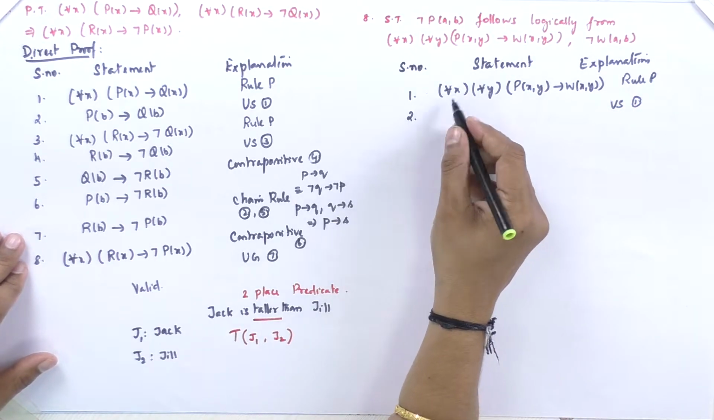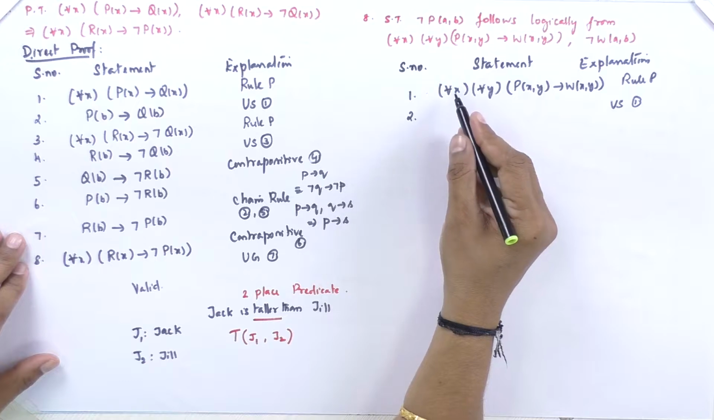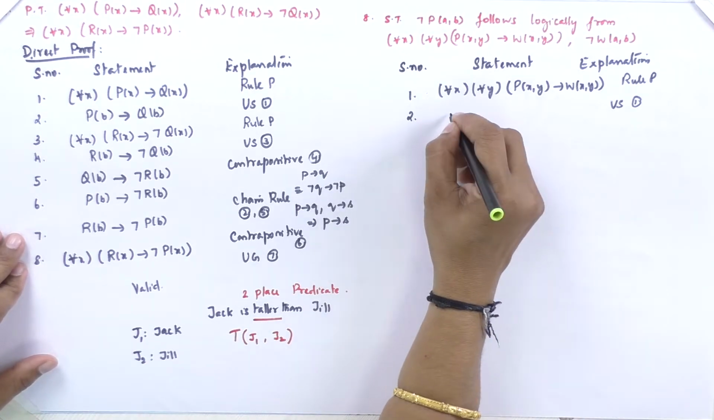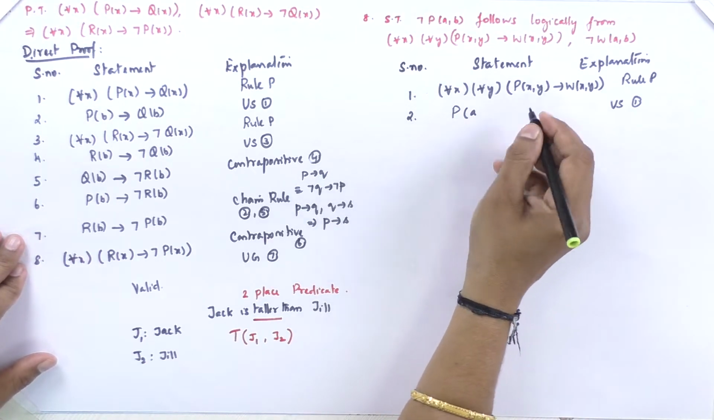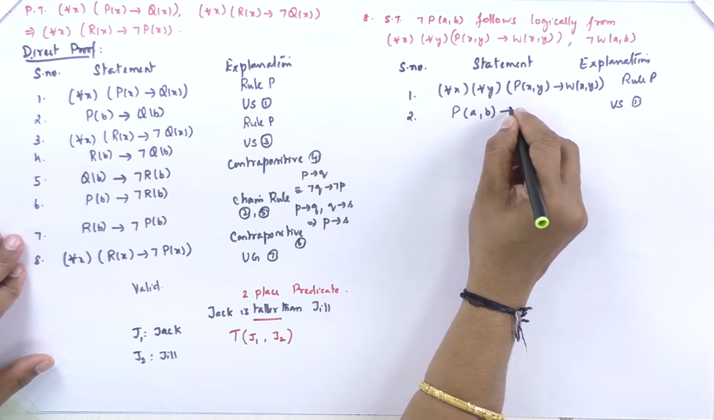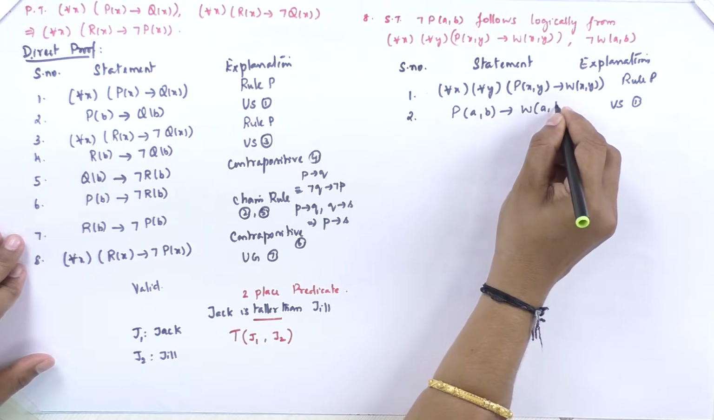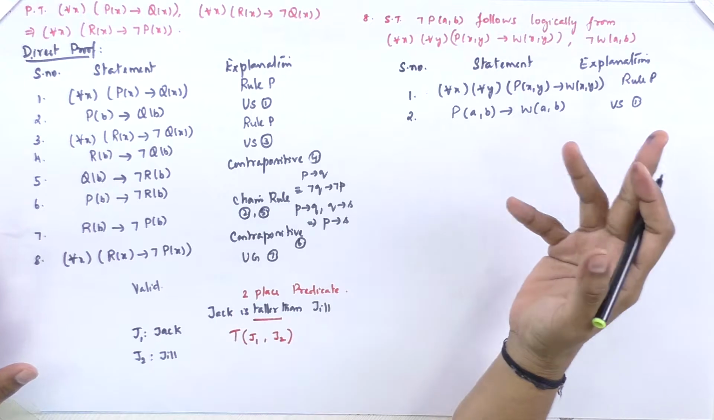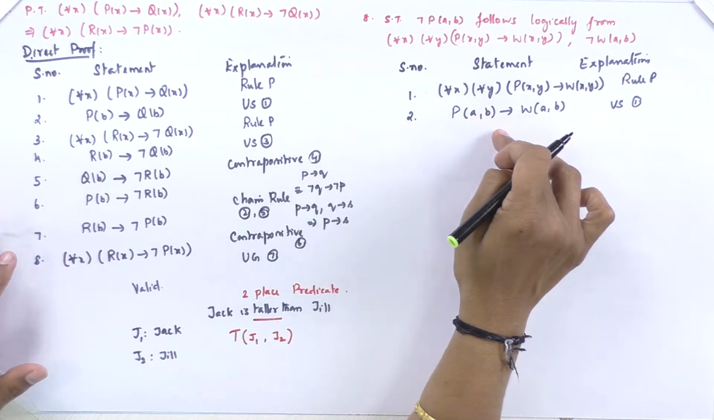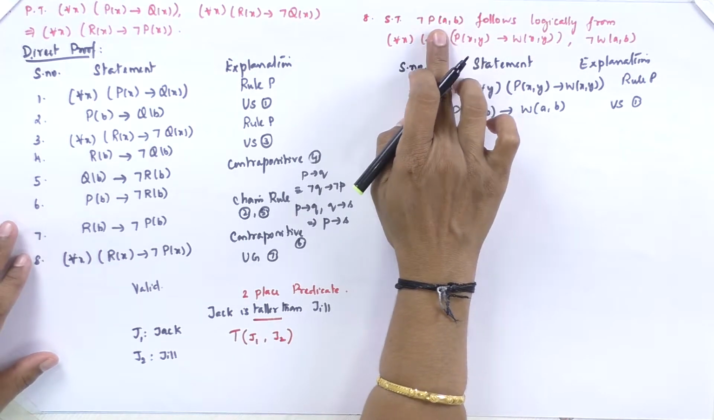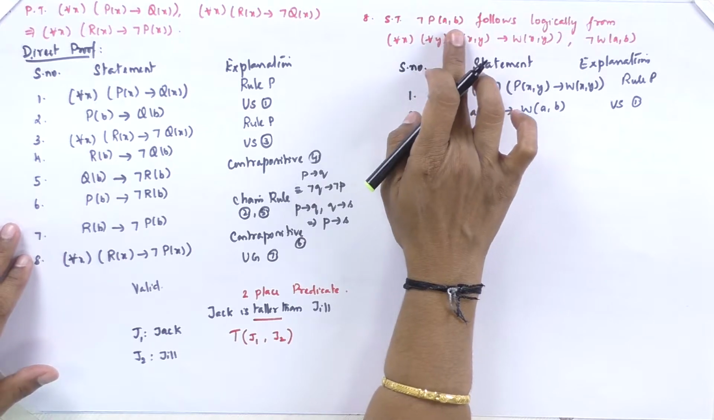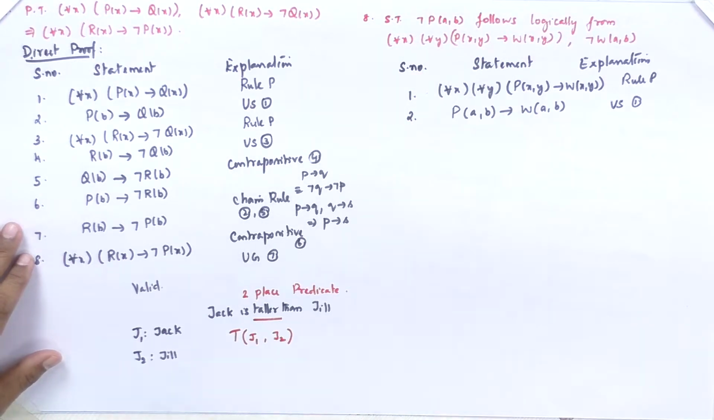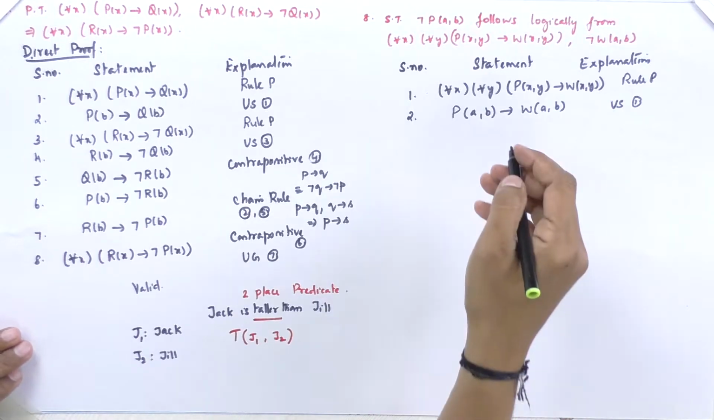So universal specification on 1, simultaneously both the quantifications will be removed, and I can write this as P of A, B conditional W of A, B. So I cannot have some other term other than A, B. Why is that? Already in my conclusion part it is pertaining to only the two objects A, B. So whatever objects I have in my conclusion part, accordingly I will have to change it.